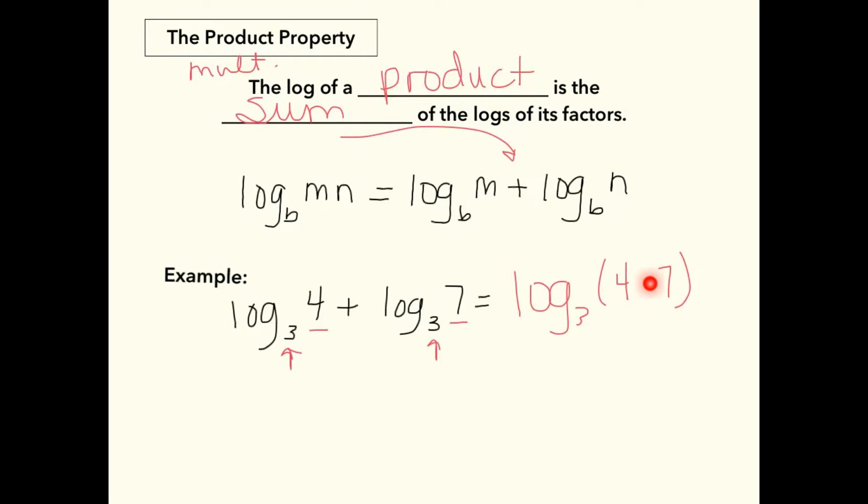And we know that 4 times 7 is 28, so our answer would be log 3 of 28. Don't forget that they have to have the same base in order for you to do this.